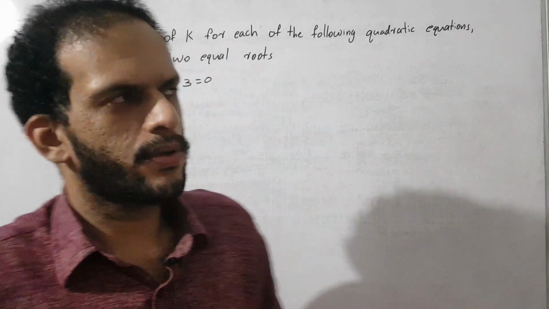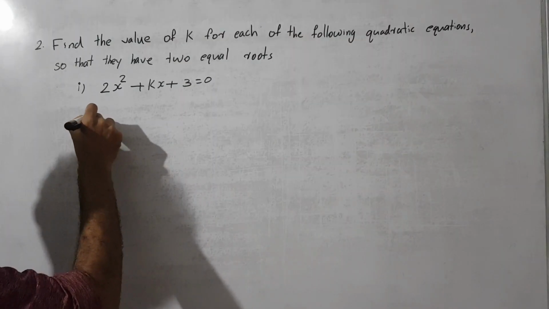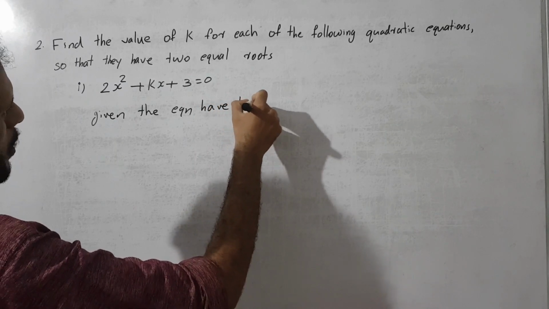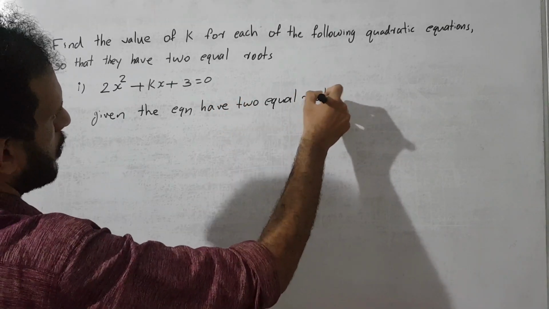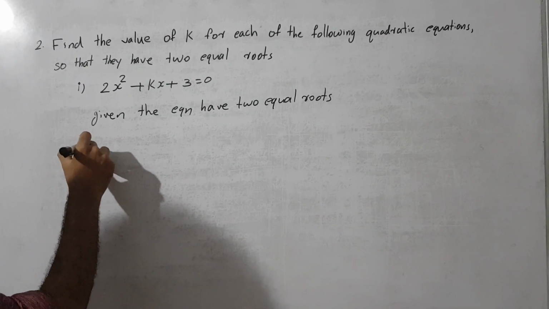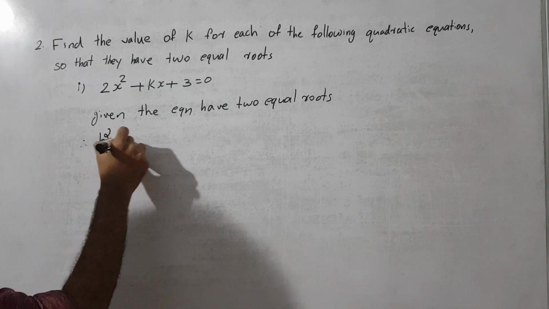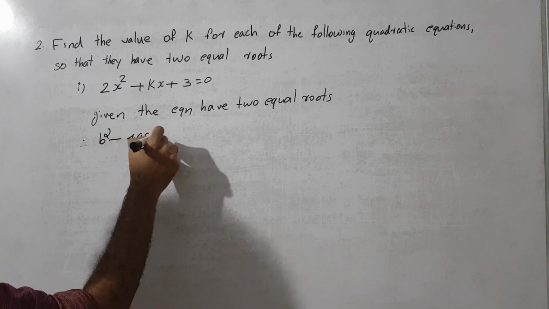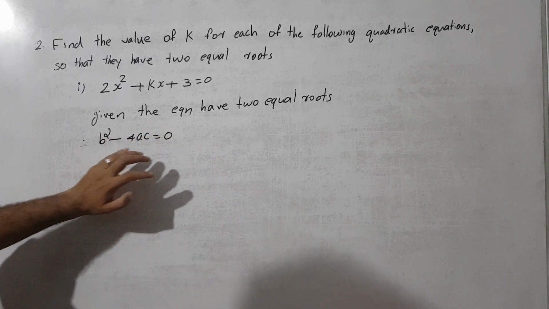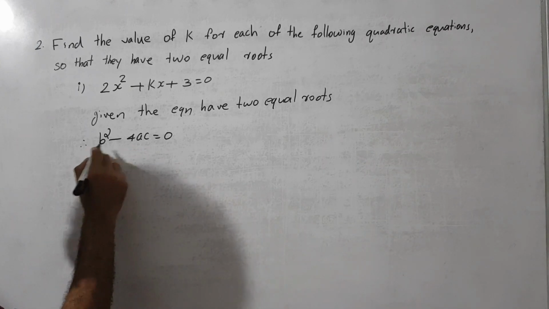Okay, then how do we start? Given the equation has two equal roots, correct? Given the equation has two equal roots, therefore b square minus 4ac is equal to 0. Then we substitute the value.